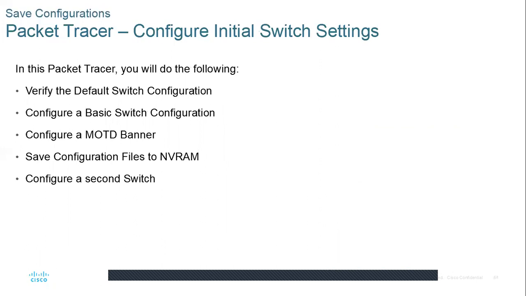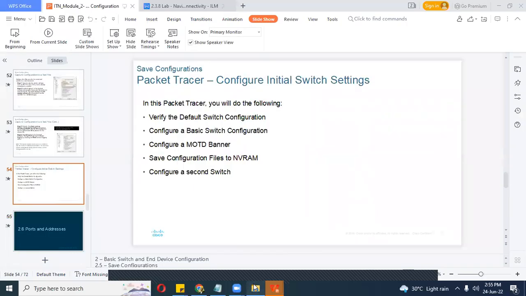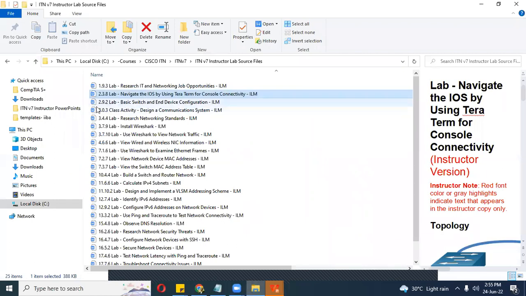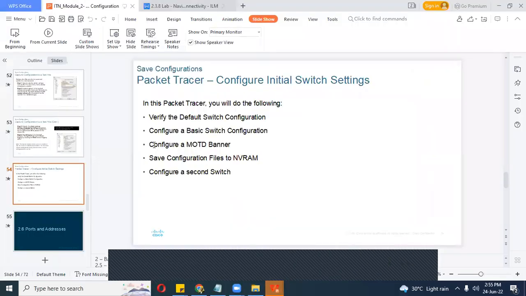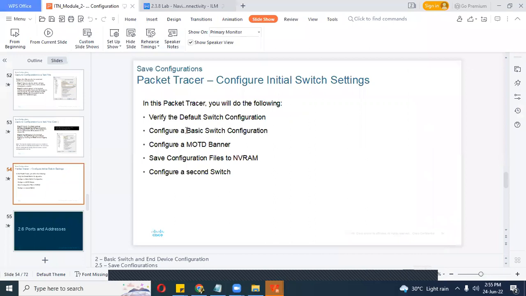Packet Tracer. There's a Packet Tracer lab. I think that is the second lab in this course, lab 2.9.1, basic switch and end device configuration. So this is all you have there in that lab. We'll consider that later on.